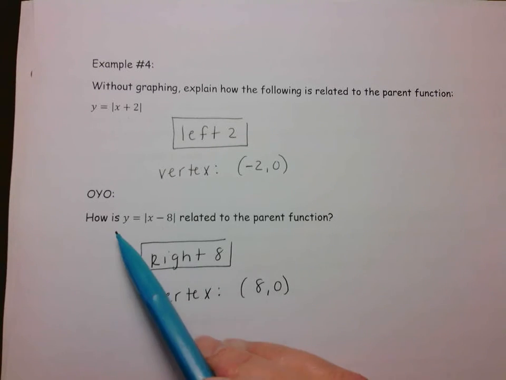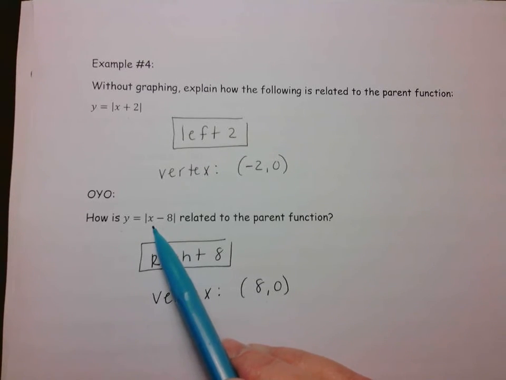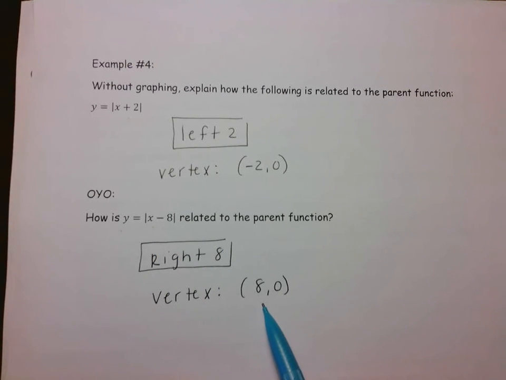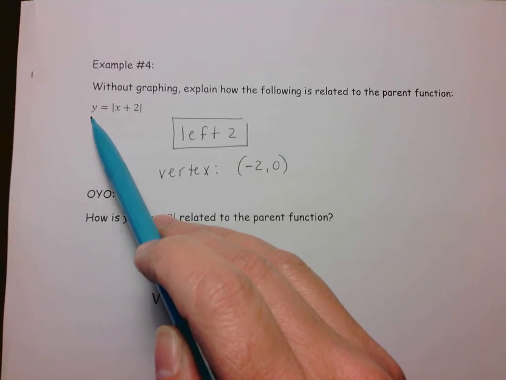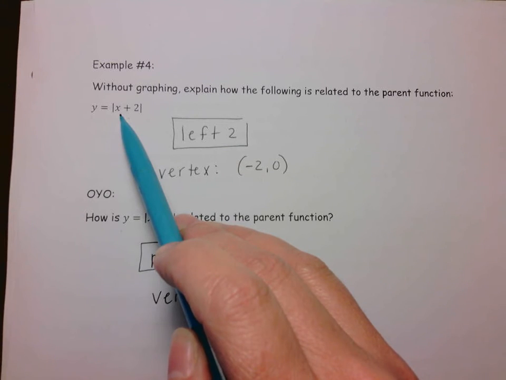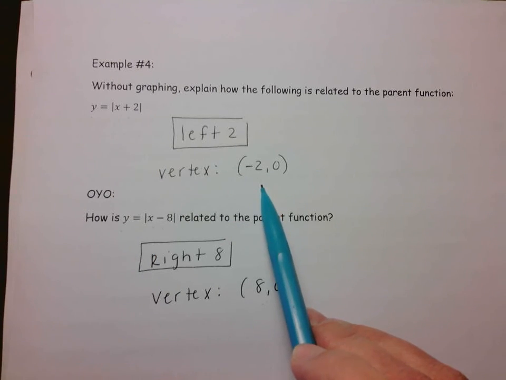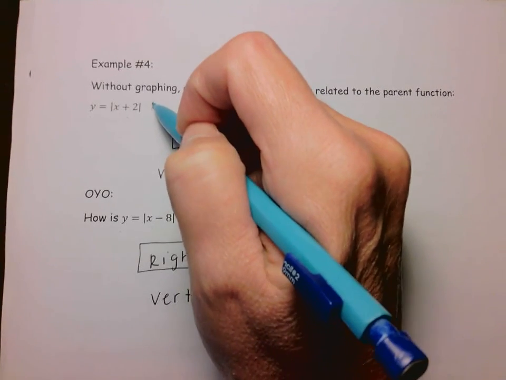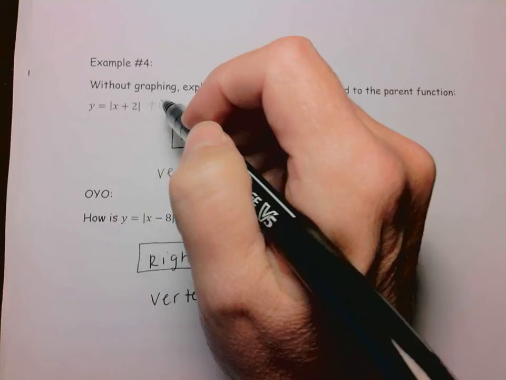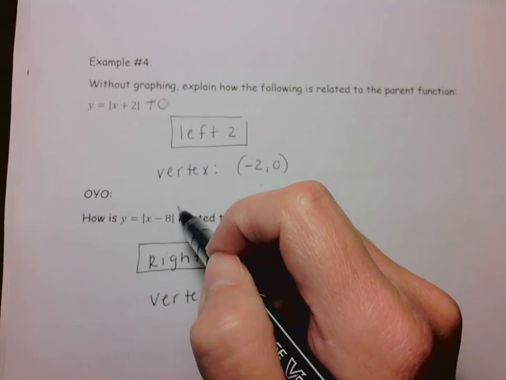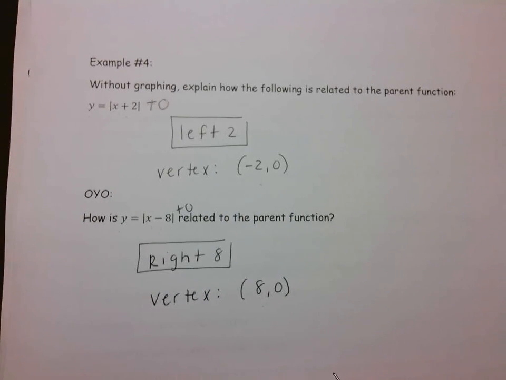You have to think, when is y going to be 0? Y is going to be 0 here when x is +8. My vertex is at 8, 0. Here, when is y going to be 0? Y is going to be 0 when x is at -2. So my vertex here is going to be at -2, 0. So remember, these are +0. This right here is +0. This right here, same thing, it's +0. So we're saying the y coordinate of the vertex is going to be at 0.